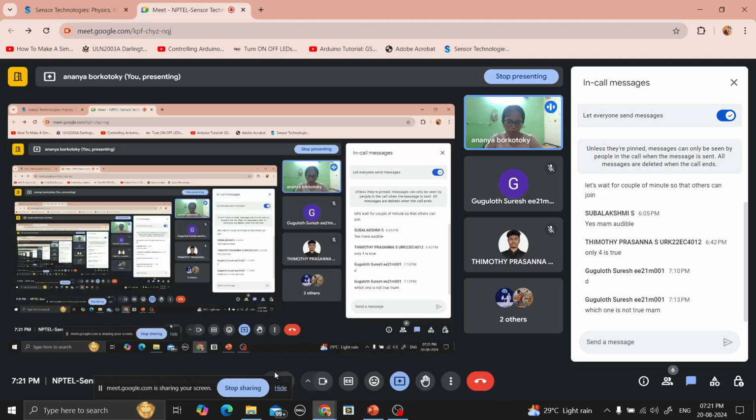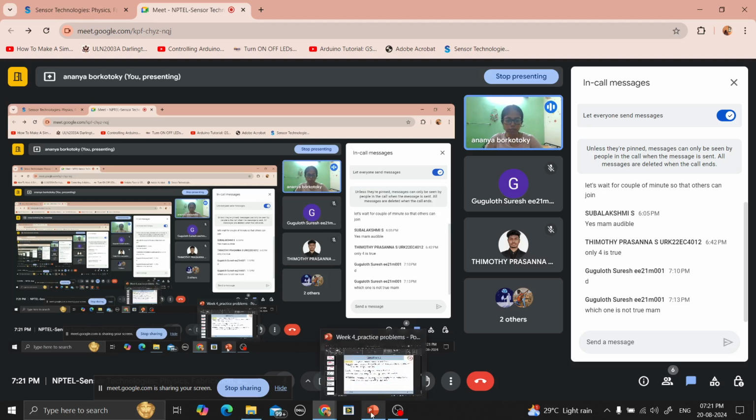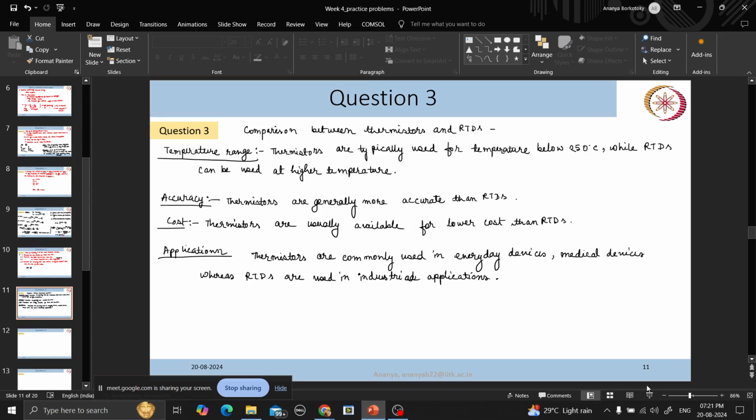Which one is not true? Yeah, I mentioned that our thermistors cannot be used for higher temperature applications, so the working temperature range is limited for thermistors, while RTDs can be used at higher temperature because of the material that is used in RTDs.